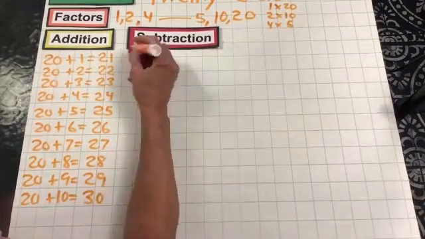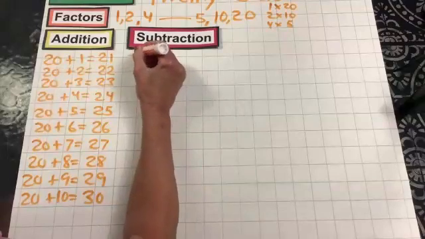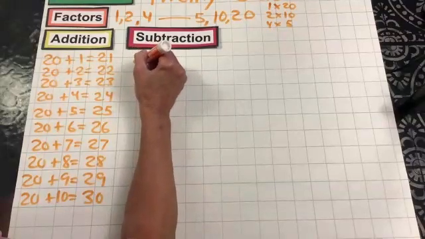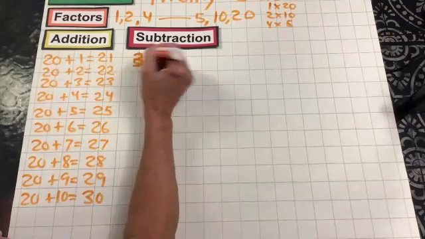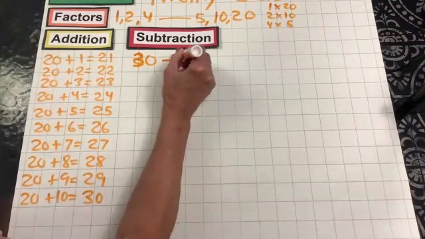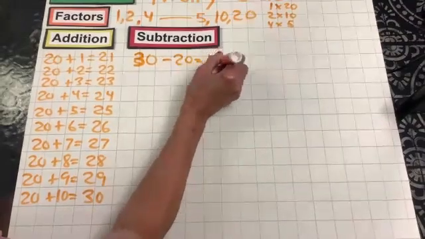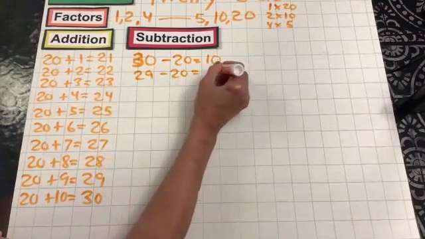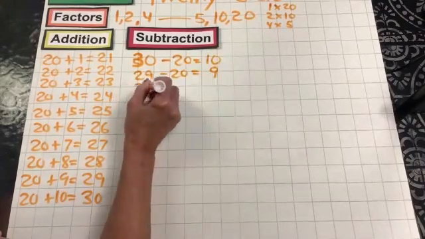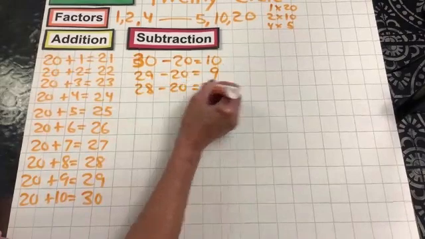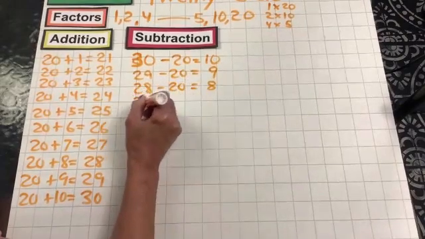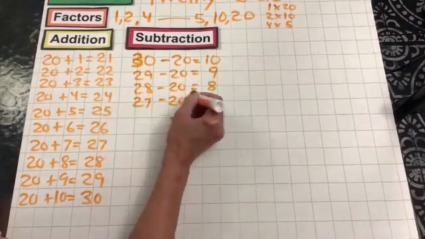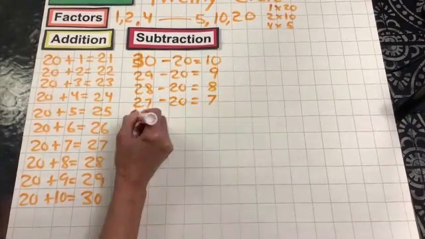And again, remember, we can use our addition because subtraction is addition backwards. So, oops, I'm sorry. This should be 30. So fix yours up. Mine's a little messy. 30 minus 20 equals 10. 29 minus 20 equals 9. 28 minus 20 equals 8. 27 minus 20 equals 7.